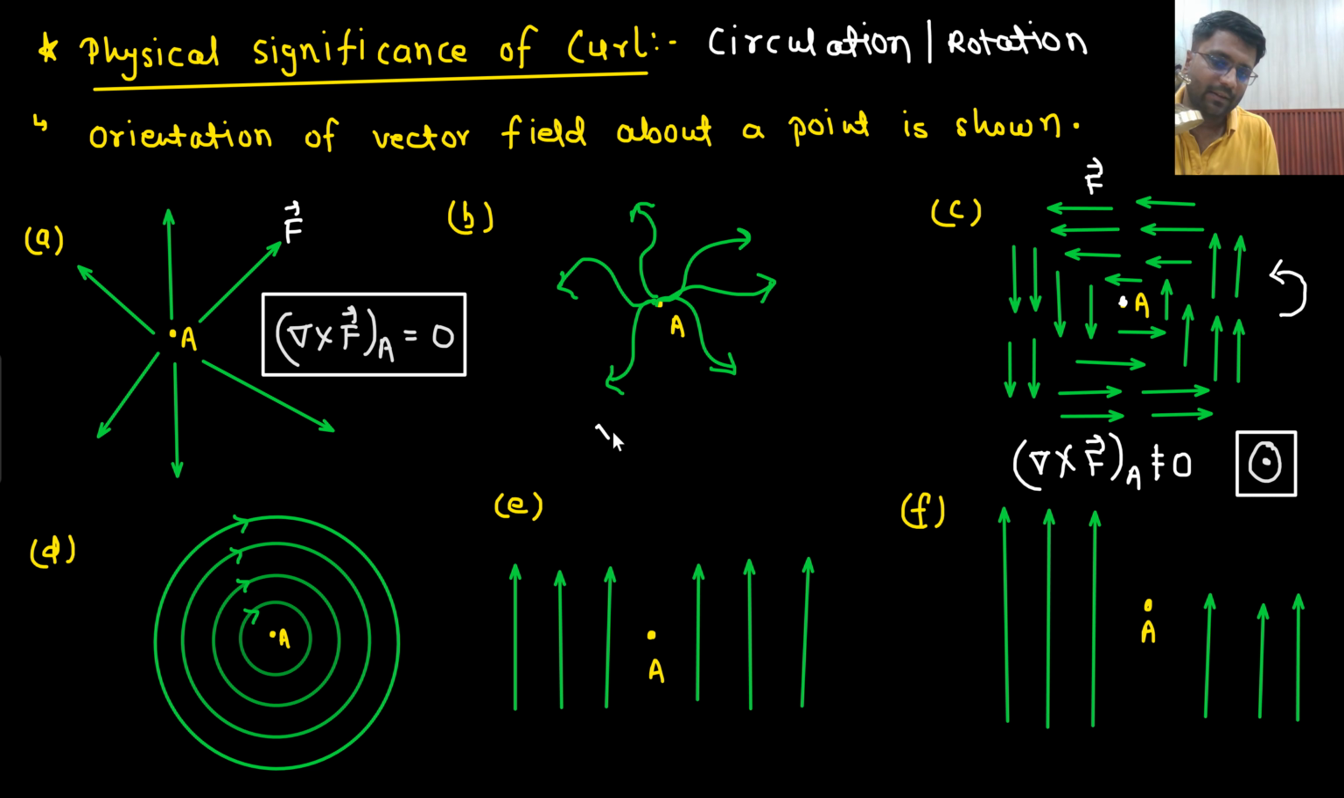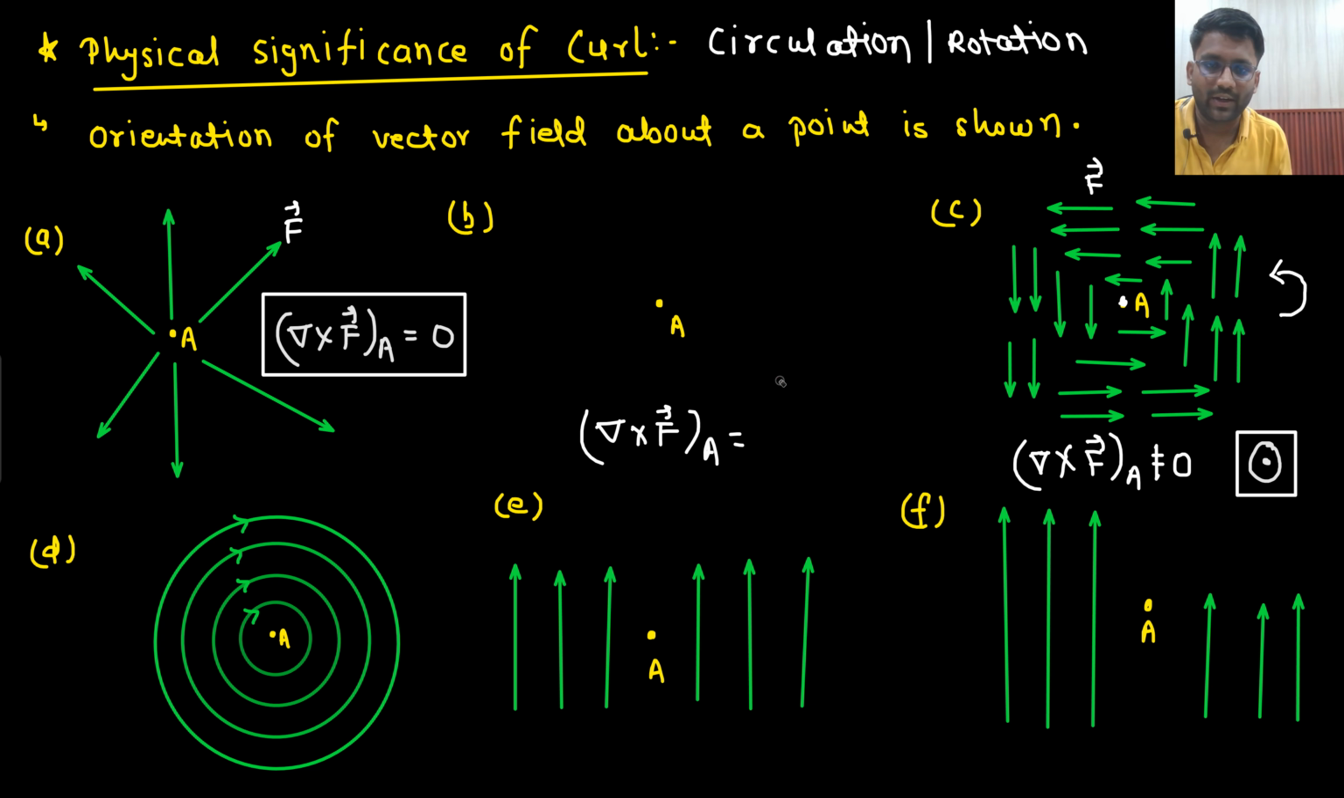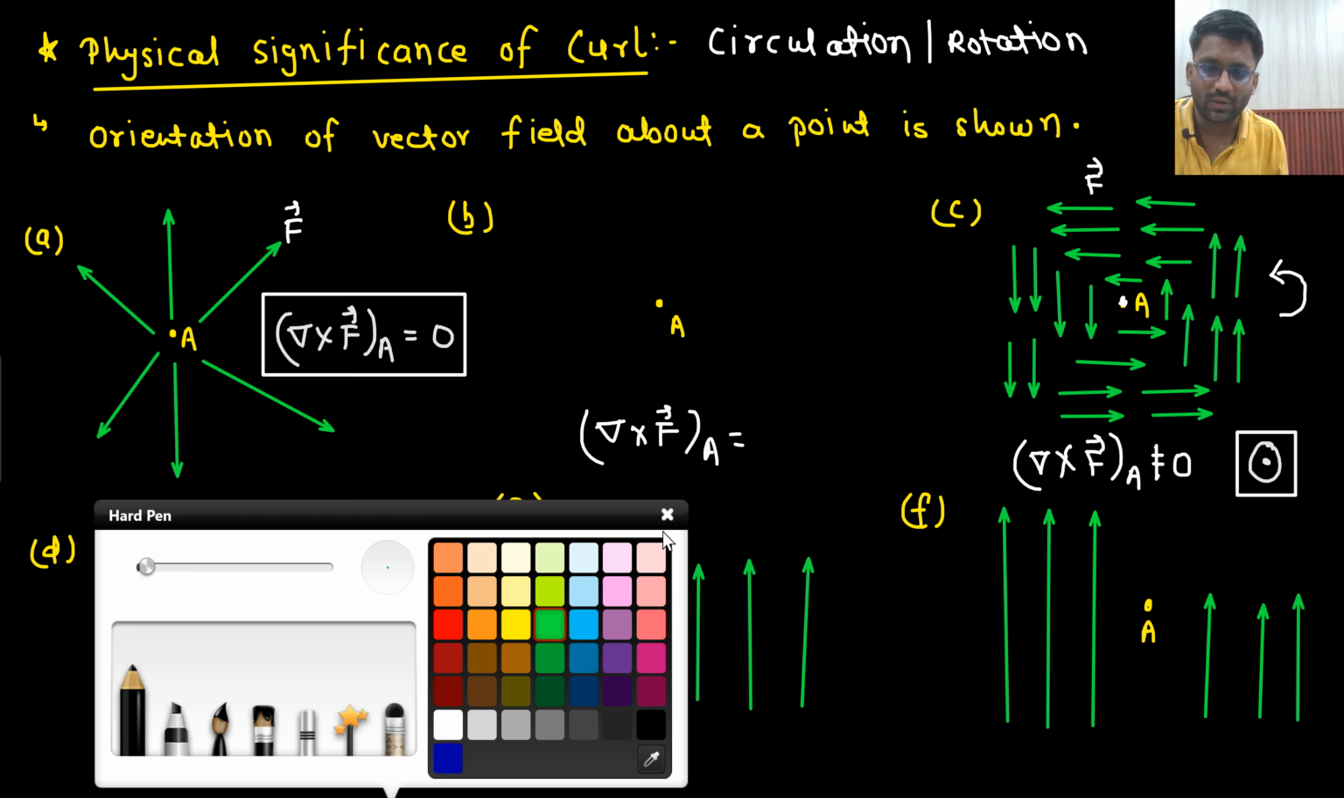Here it would be non-zero and the direction would be coming towards me. What about this one? Del cross F at point A. This time you are putting the force in a bit different manner, no? You are pulling it somewhat like this. Will the ball rotate? This time the force is not equal here and equal there. You are putting the force in a different manner. Let me make the field lines in a better way.